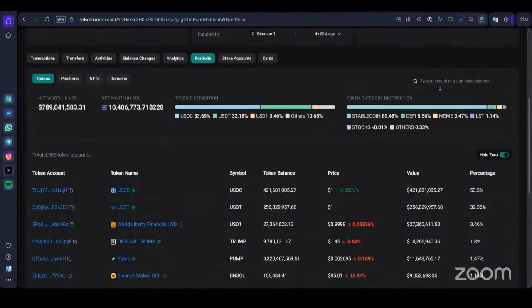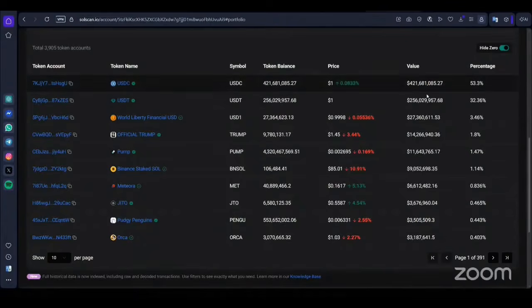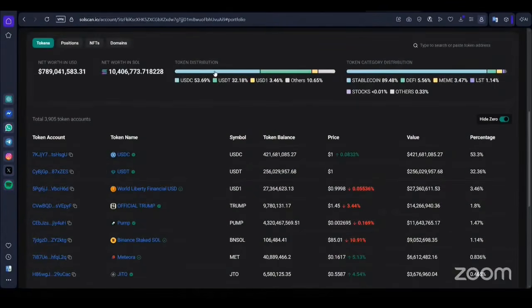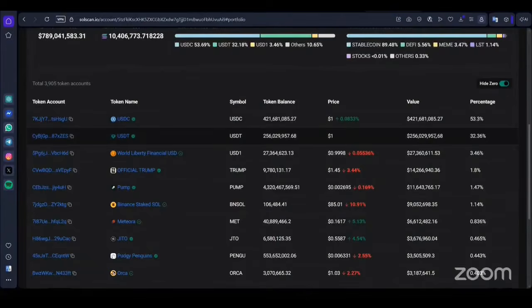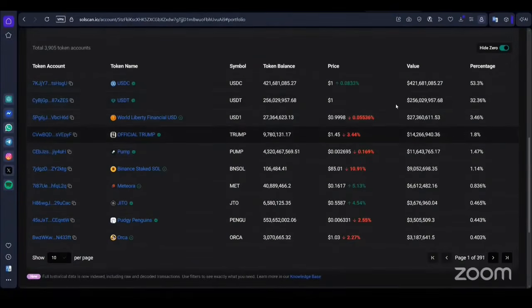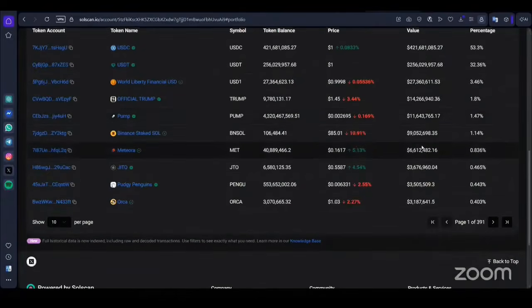So looking at the breakdown, we have 53.5% held in USDC, which amounts to $420 million. Moving on, 32% of the total is in USDT, representing $256 million in value. There is also Trump at $14 million, Pump at almost $12 million. Another one of these currencies is Pengu, $3.5 million.